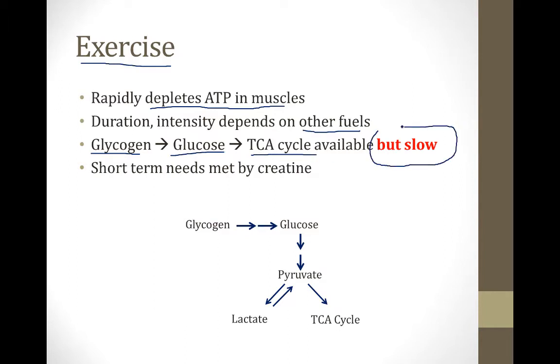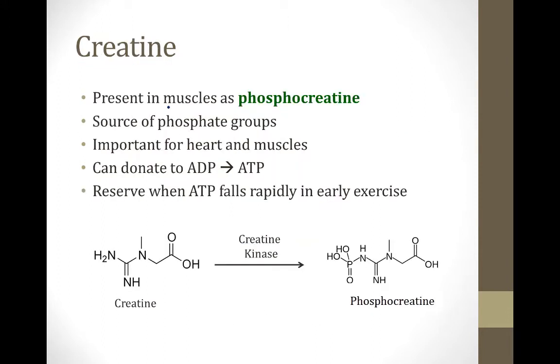So the body has evolved a mechanism in order to maintain maximal energy for a short period of time, and that involves using a substance called creatine as a fuel source. Creatine is present in your muscles and in your heart as phosphocreatine, and it serves as a source of phosphate groups. This is the structure of creatine on the left side of the screen here, and it can be phosphorylated by an enzyme called creatine kinase to form phosphocreatine, which has a phosphate group added to the structure.